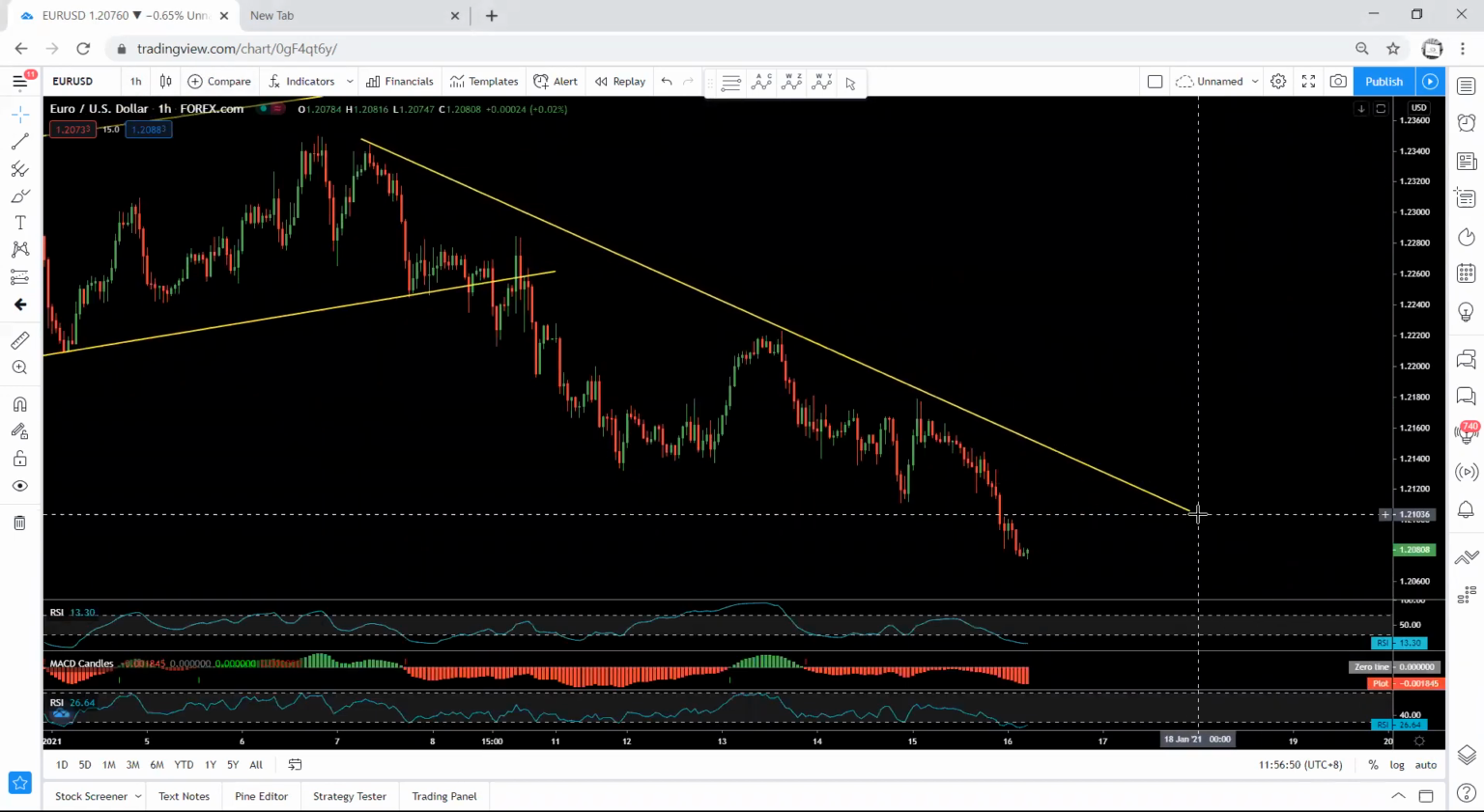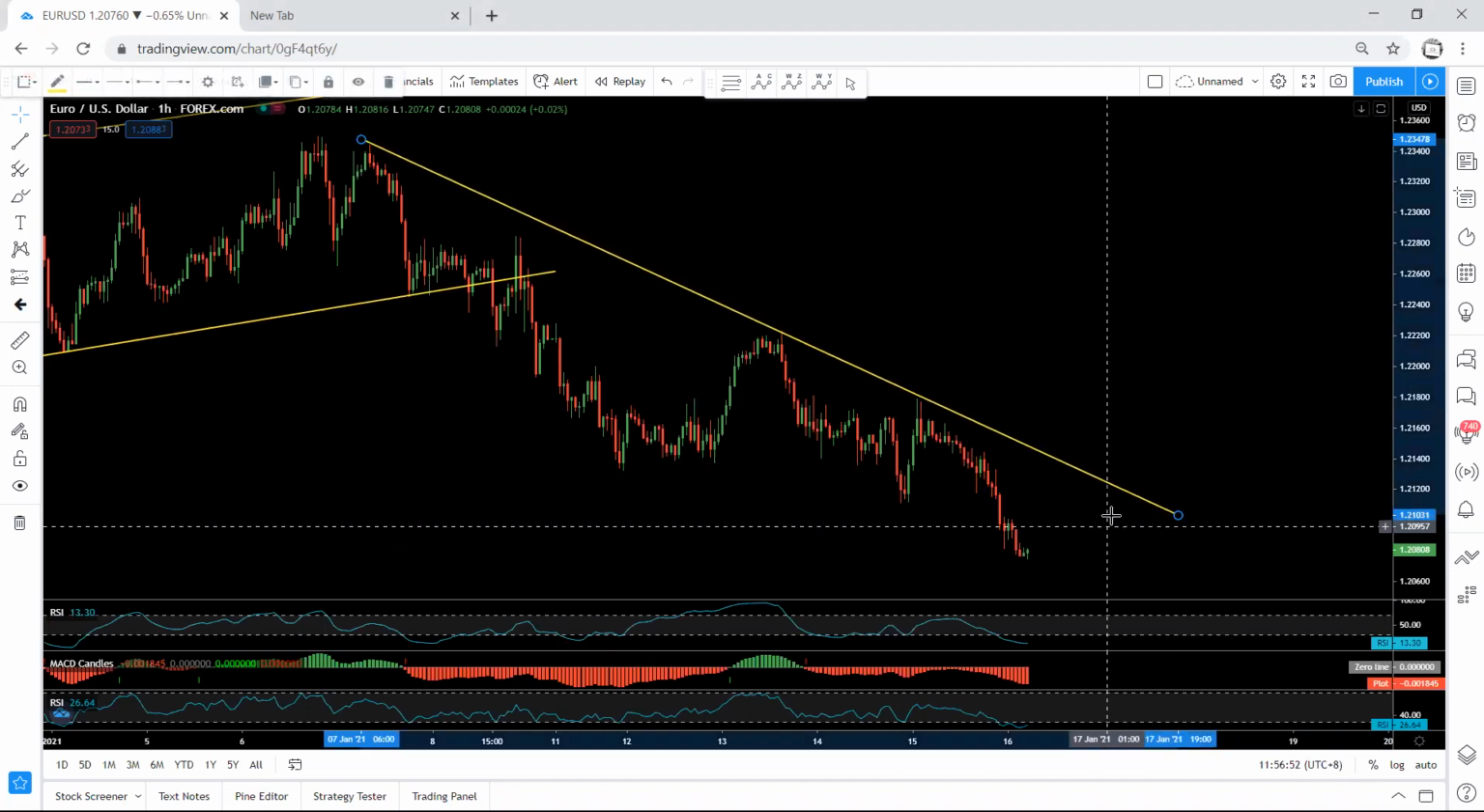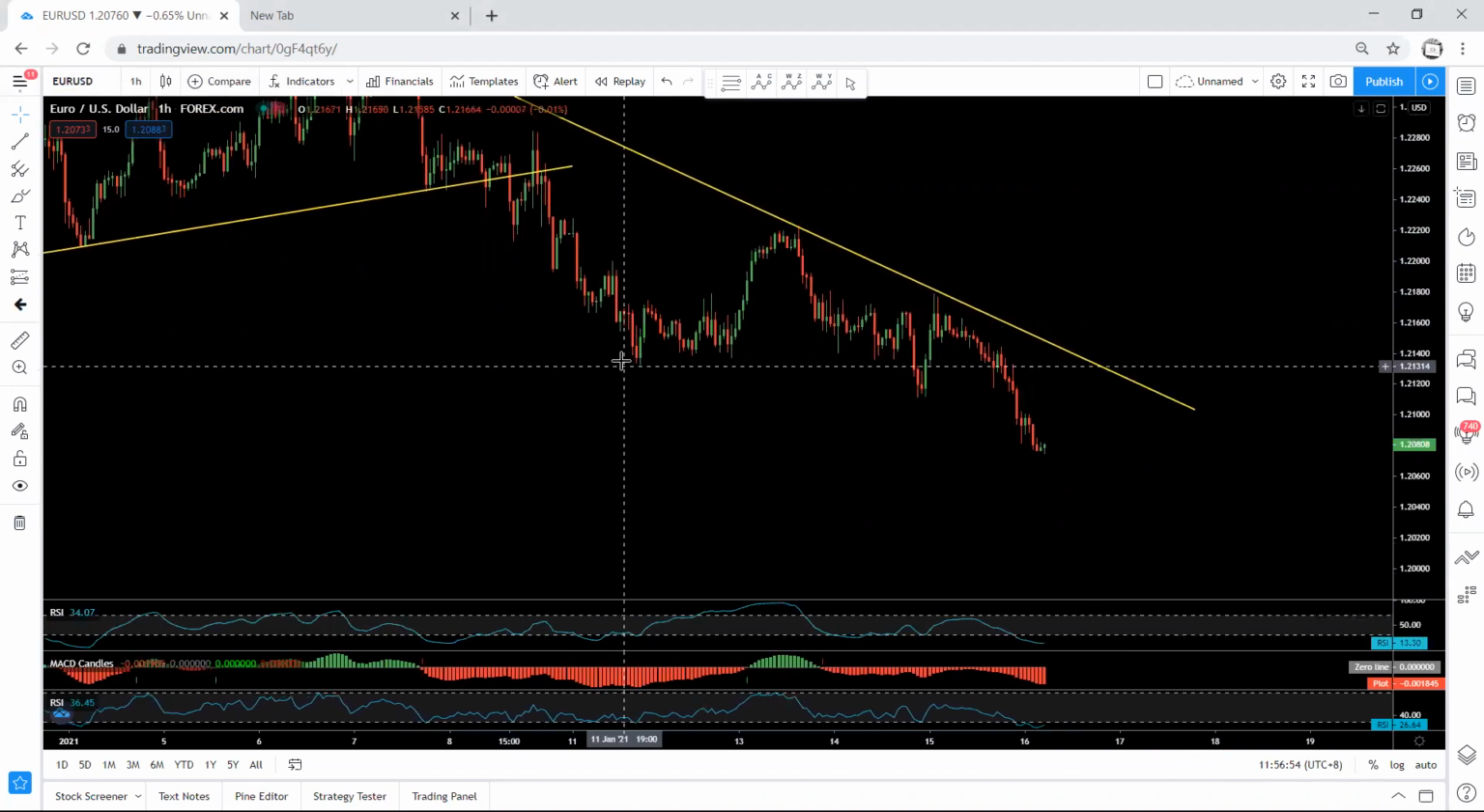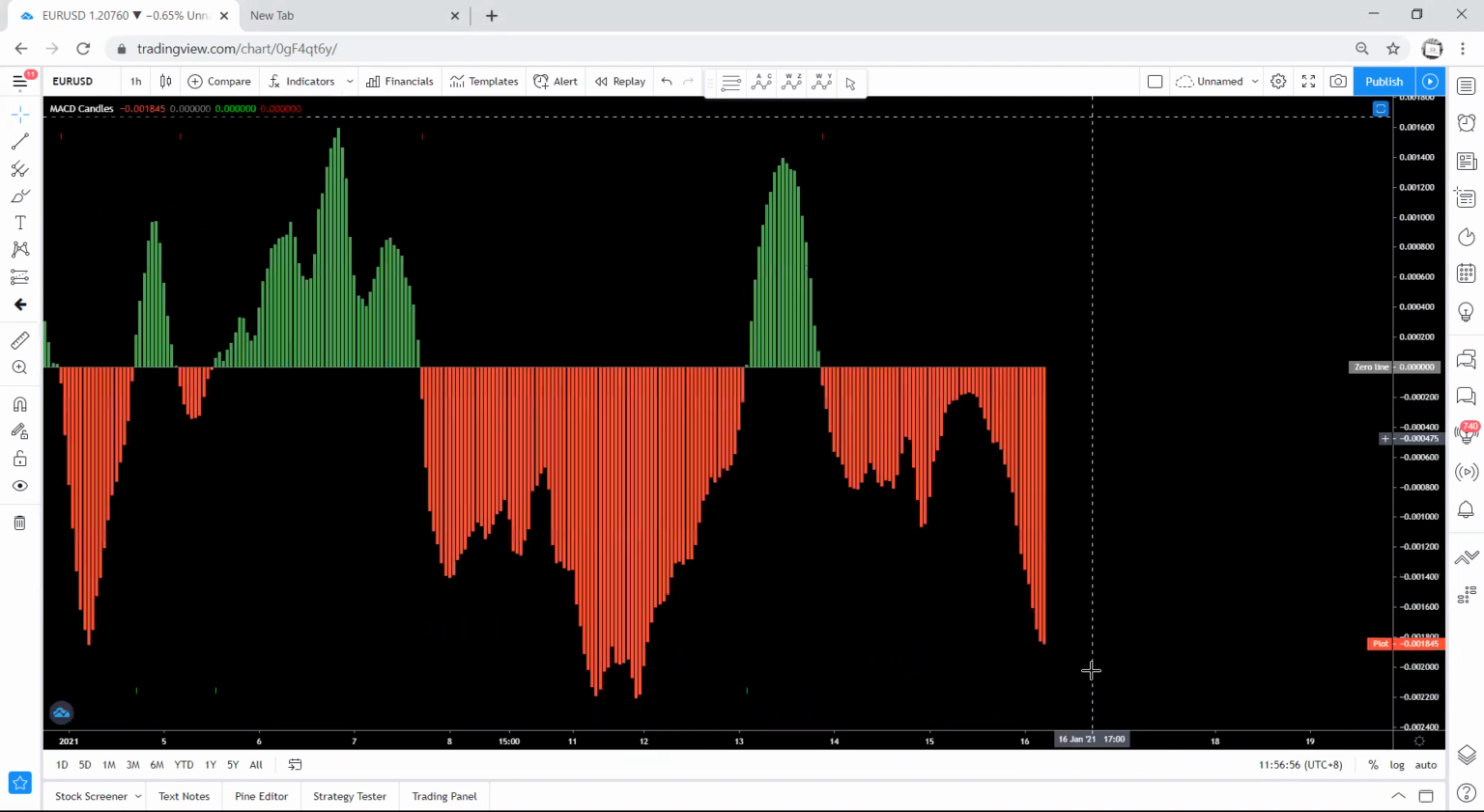Based on the 1 hour chart, if we put this one in relation to this, based on MACD, we have a divergence.